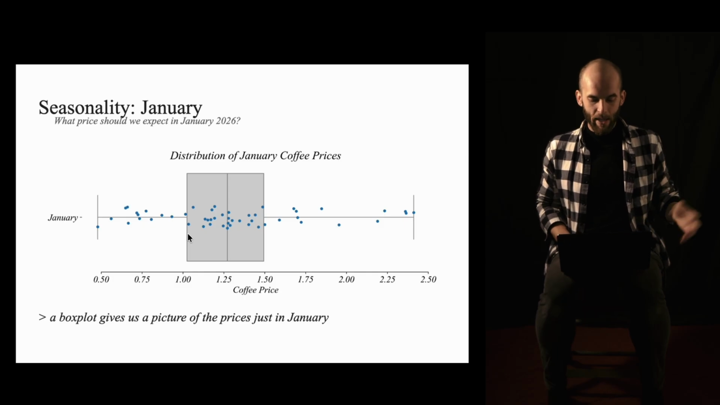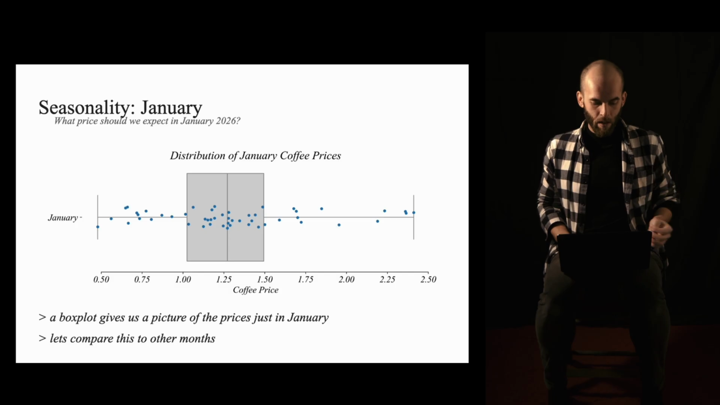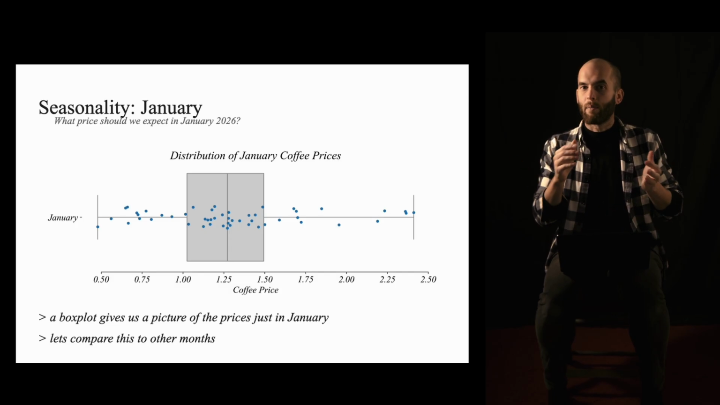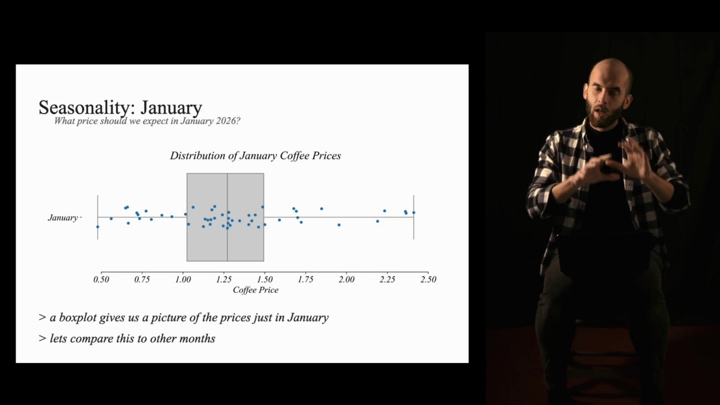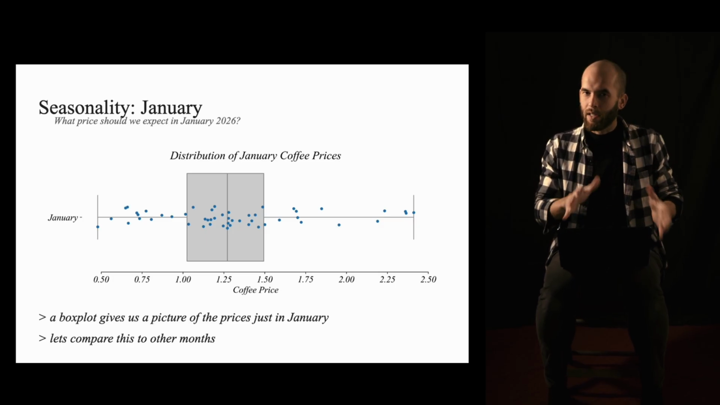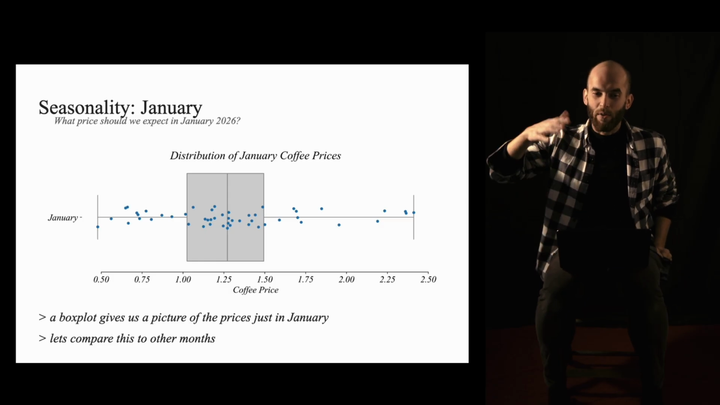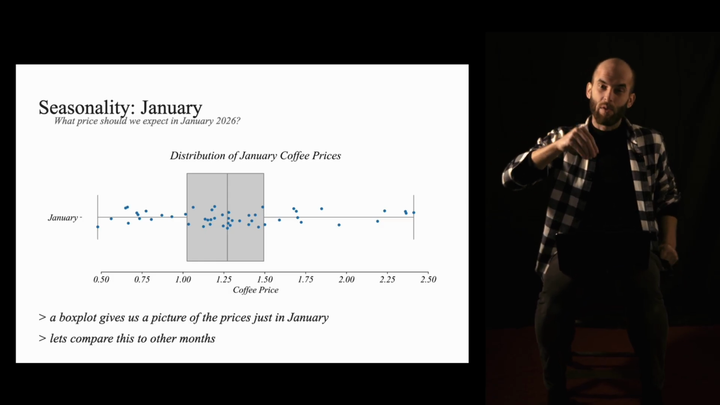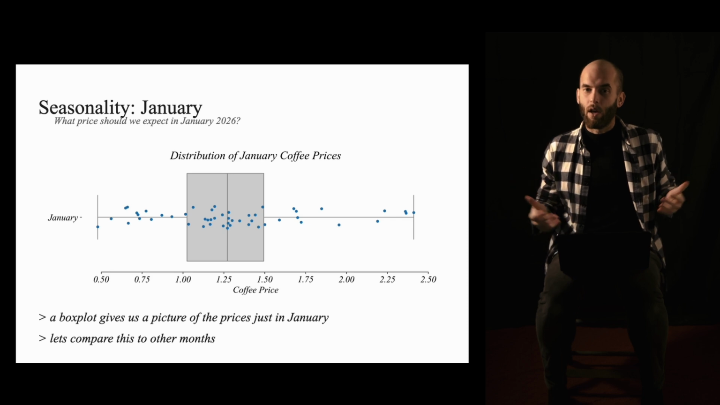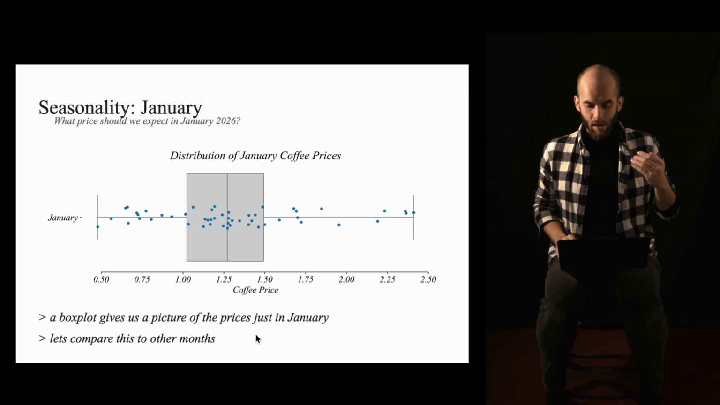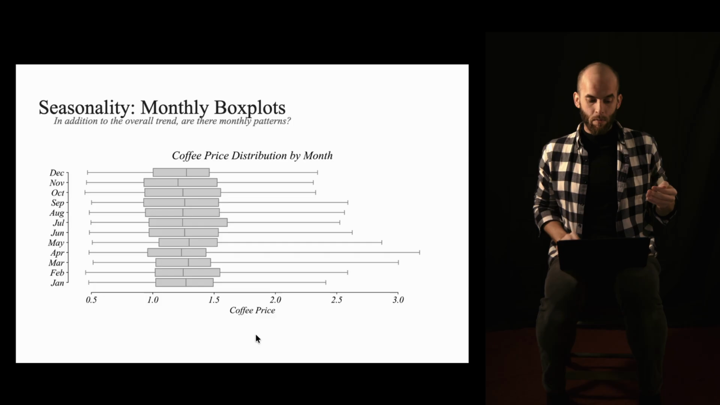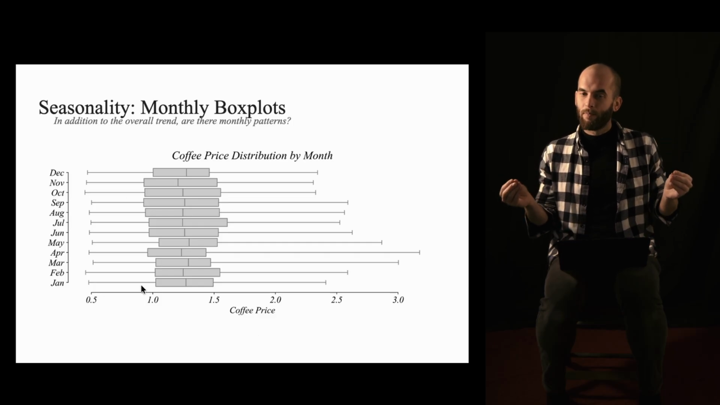Okay, so this is just a picture of prices specifically in January. You may wonder whether there's something specific about January. Looking just at January doesn't allow us to answer that question, whether there's something specific about January that doesn't show up in other months. So what we can do is actually go through and plot box plots for each month.